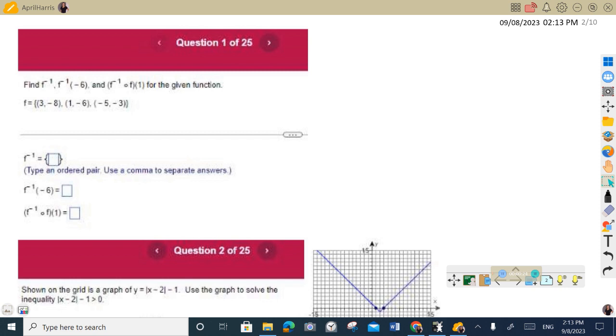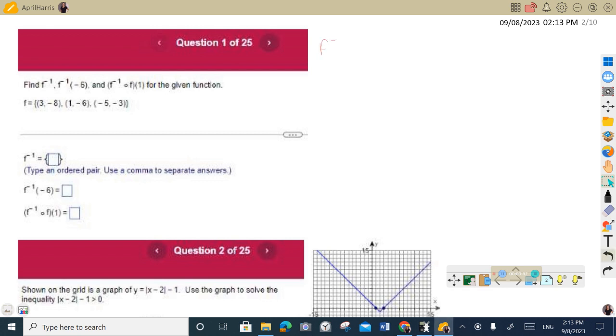So in question 1, it says find f to the negative 1, f to the negative 1 of negative 6, and f to the negative 1 of f of 1. So f to the negative 1 means inverse. So inverse means opposite. So to find the inverse, the first thing we're going to do is just switch the x's and the y's.